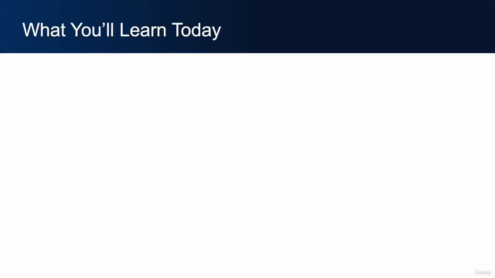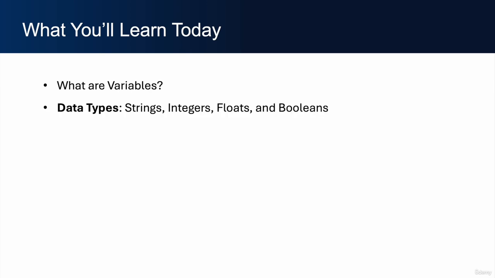Let's look at what you learned today. First, we're going to go over what variables are. Next, we're going to look at different data types like strings, integers, floats, and booleans.